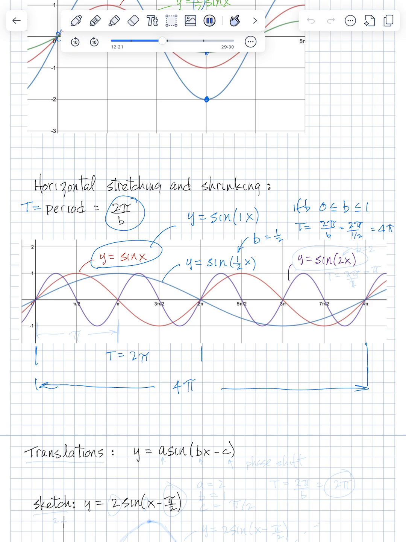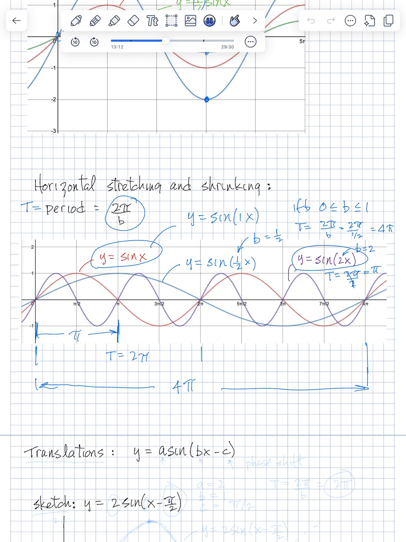Let's look at the purple one. This is getting kind of messy, but oh well. So let's look at the purple one. Y is equal to sine of 2x. Well, b is equal to 2 in this case, and this means we have a horizontal shrink. And so the period for the purple one, t is equal to 2 pi over b, which is 2 pi over 2. The 2's cancel, and the period is equal to pi. So on the purple one right here, from here to here, this period is just pi.